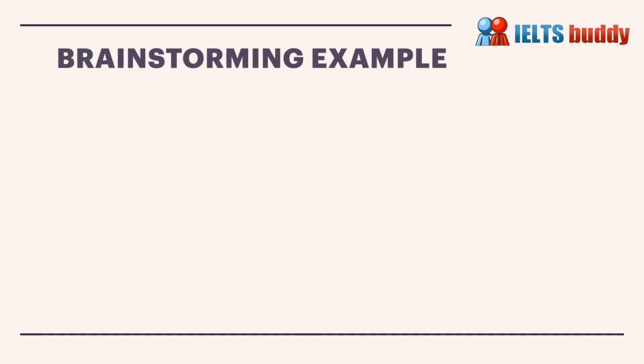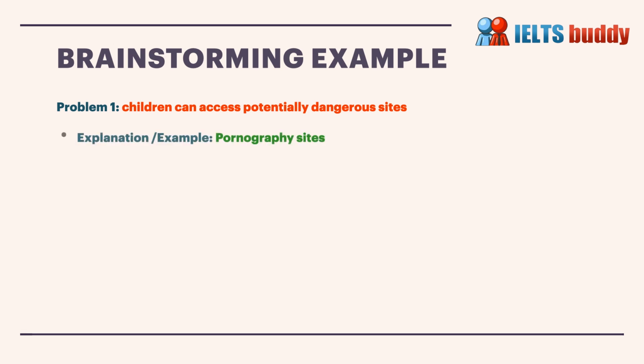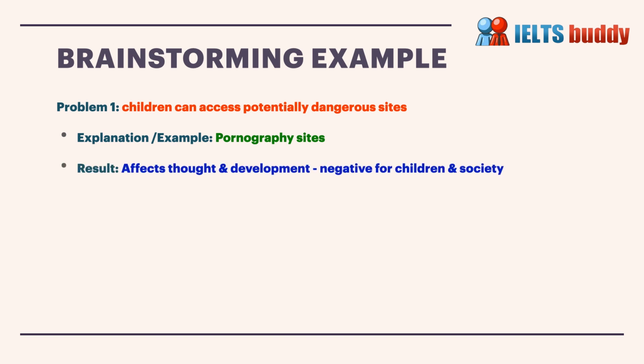So let's look at how you could brainstorm your ideas and examples. For example, you might come up with your first problem: children can access potentially dangerous sites. You need to explain this, so you could give an example, so they might access pornography sites. And the result of this is that it might affect their thought and development, and this is negative for children and society. You could brainstorm your second problem. It could lead to a growth of online fraud and hacking.